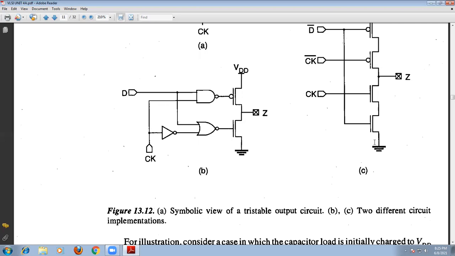Similarly, such a requirement demands a high rate of change of current. This type of circuit requires a high rate of change of current, which we can consider as dI by dt, because this type of circuit requires large current. So this causes a significant on-chip noise problem, because this high rate of change of current causes high on-chip noise.